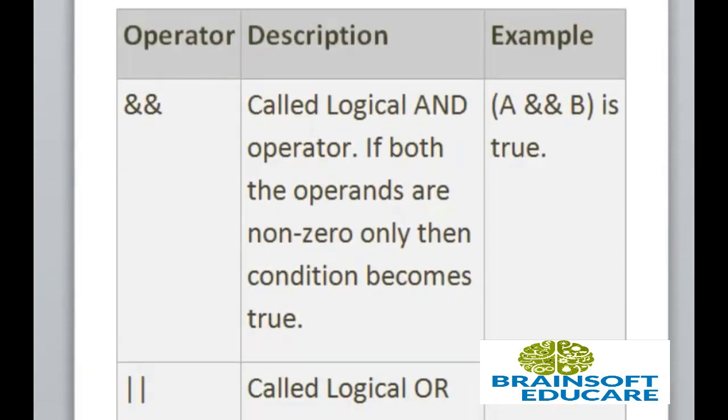Next, logical operators. These are the following logical operators supported by JavaScript language. Here this is two ampersands, which is called the logical AND operator. If both operands A and B are non-zero, only then the condition becomes true. This is the logical OR sign. If any of the two operands is non-zero, then the condition becomes true.